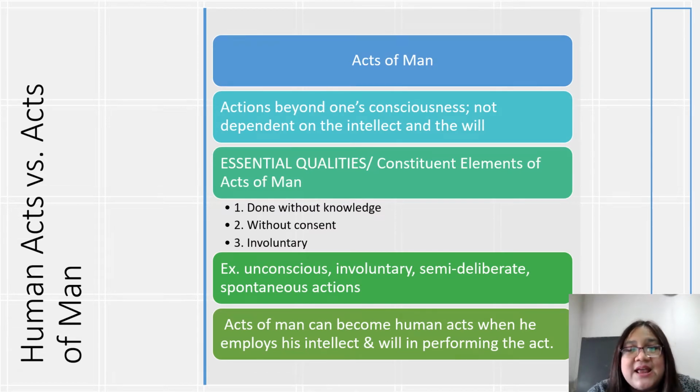Next, we have acts of man. These actions occur without one's consciousness, meaning they don't know about it happening. The actions that they do are not based on prior knowledge they have. It is involuntarily, semi-deliberate, but they have to decide right away because it happens right before their eyes. For example, breathing, blinking of the eyes, eating, and sleeping. Acts of man can become human acts when he thinks and feels before performing the act. For example, eating because you want to be healthy, sleeping because you have a headache. Okay, see the difference?